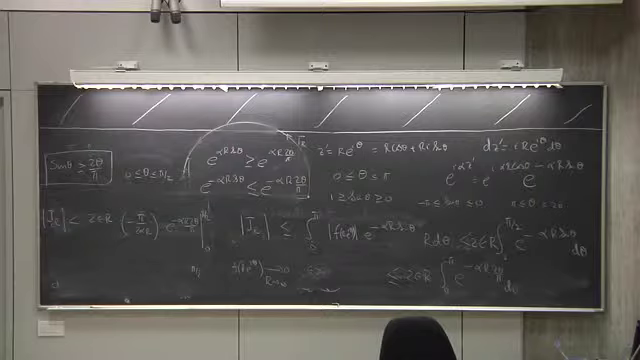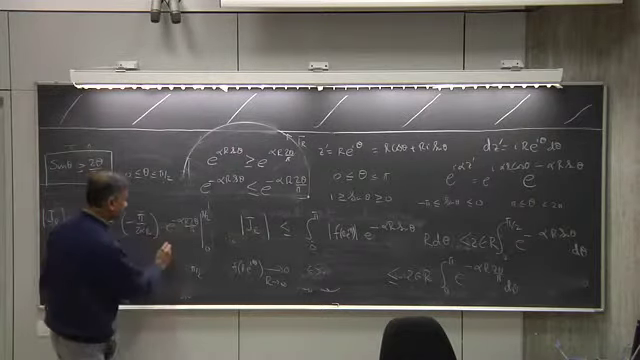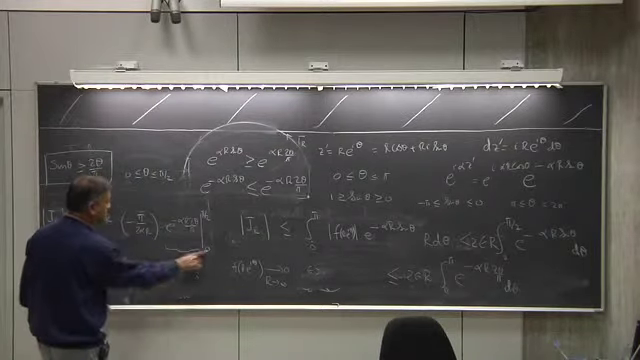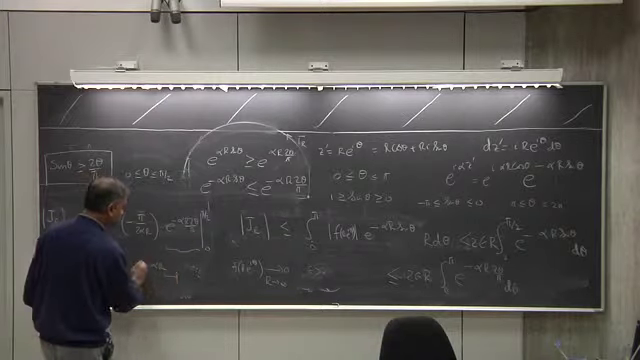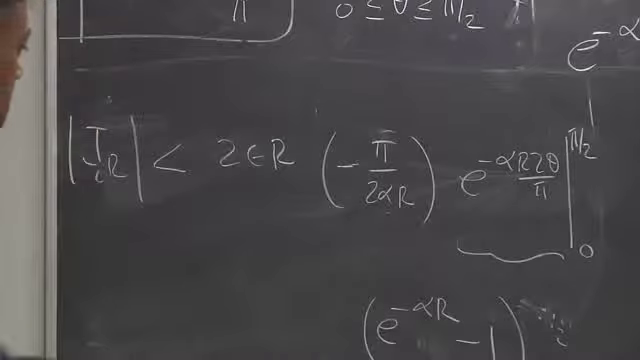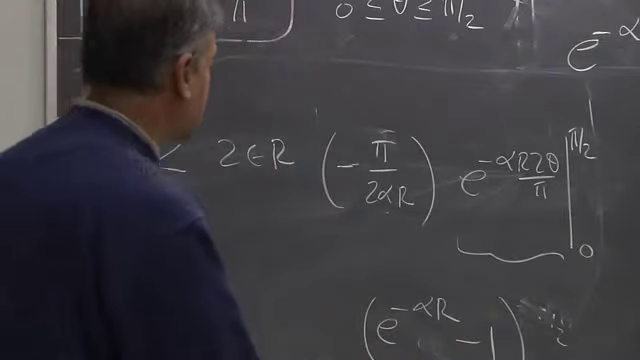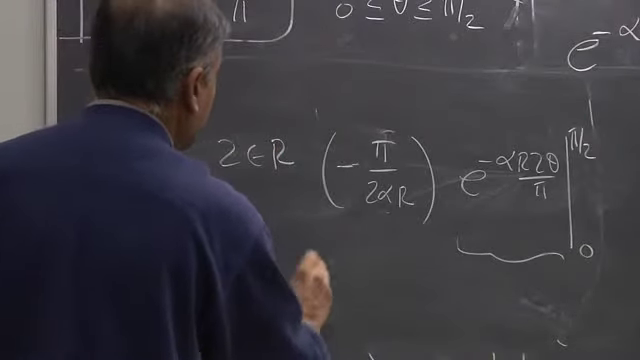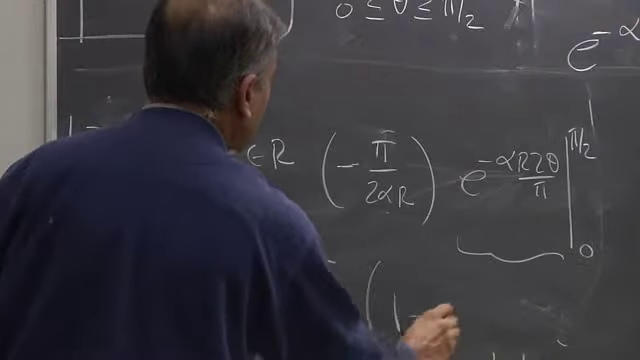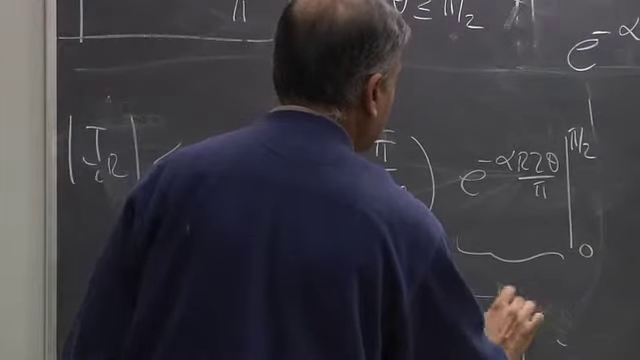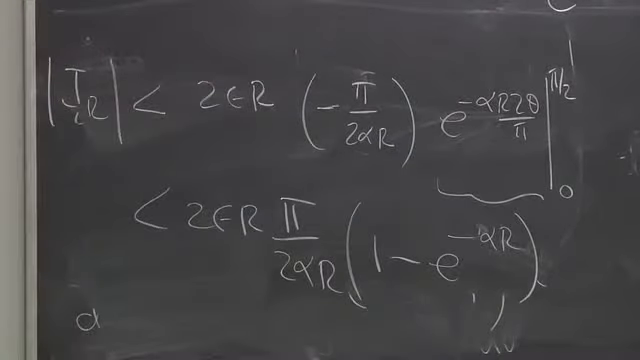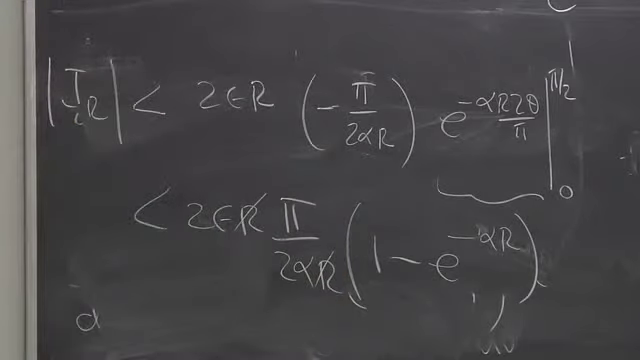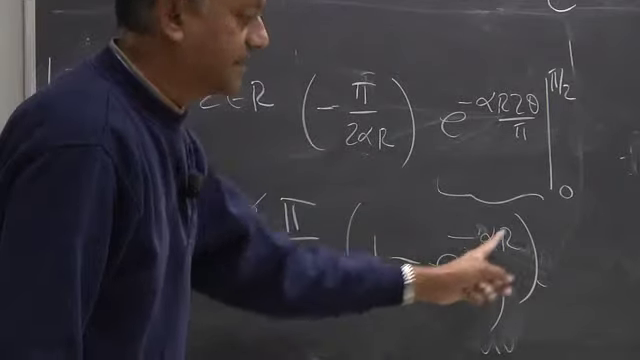You can perform the integral. So what is this quantity at pi by 2? This cancels, so you just get e to the minus alpha r, and at theta equal to 0 this is 1, so it's minus 1. I can get rid of that minus. So the whole thing becomes less than 2 epsilon r times pi over 2 alpha r times 1 minus e to the minus alpha r. So r cancels, and in the r goes to infinity limit, this vanishes.